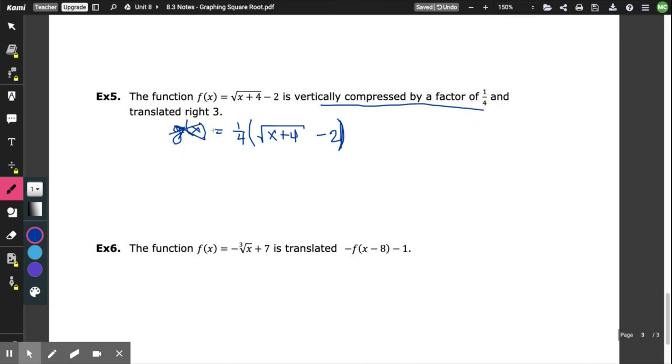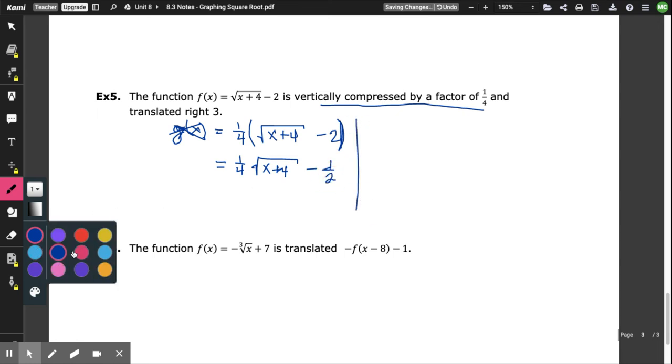So actually, I don't think I want to call it g of x just yet. When I do this, I'm going to distribute this 1/4 to each piece inside there. So that's going to be 1/4 times the square root of x plus 4. And then 1/4 times negative 2, which would be minus 1/2. So now I'm ready for the other transformation.